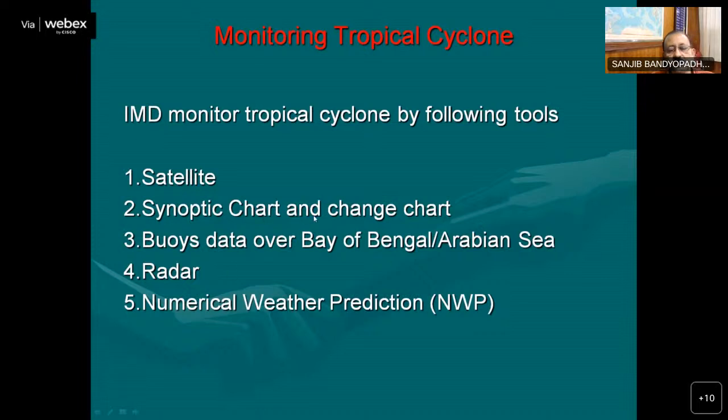Besides, we have a synoptic chart and chain chart. Then the buoy data over Bay of Bengal and the ship data also help us a lot to get the actual observation, whatever forecast we are issuing and what is the actual wind over the ocean area. Though the number is very few, that few data is also at times very useful for validation of our forecast, the buoy data and ship data. And finally, the numerical weather prediction, as every new model run will give us a new update.